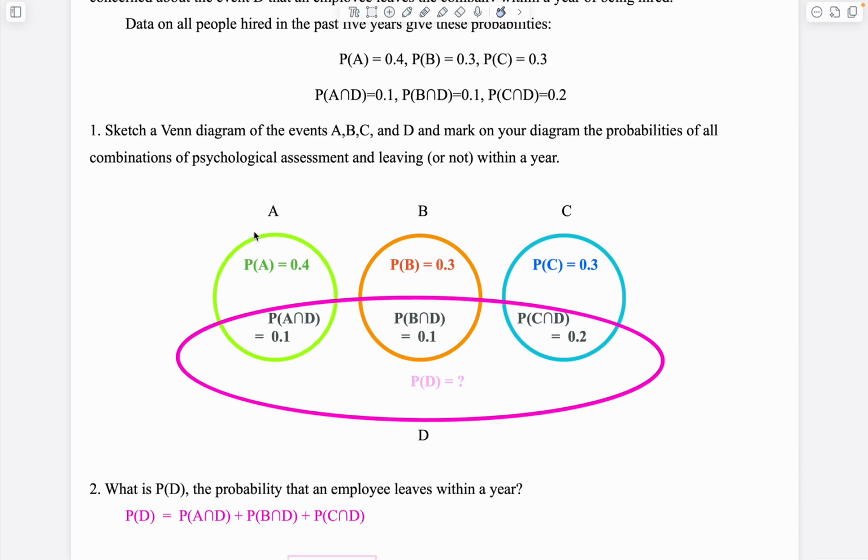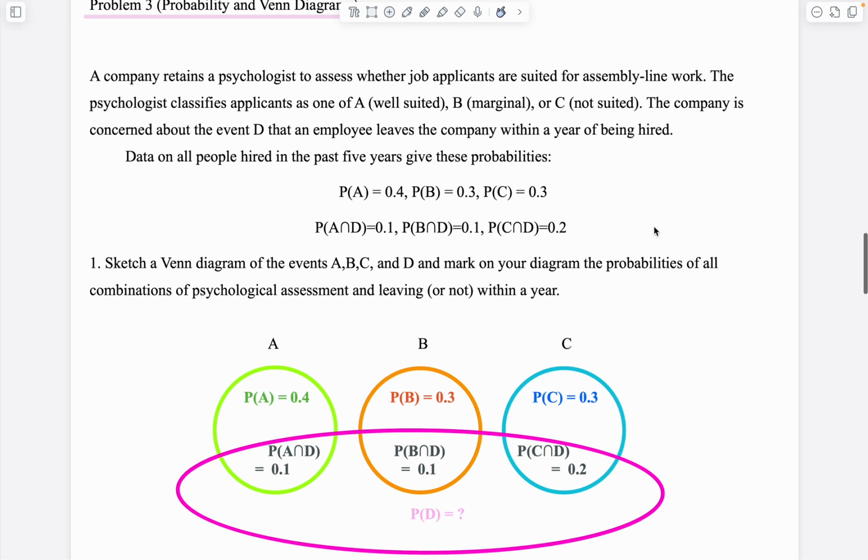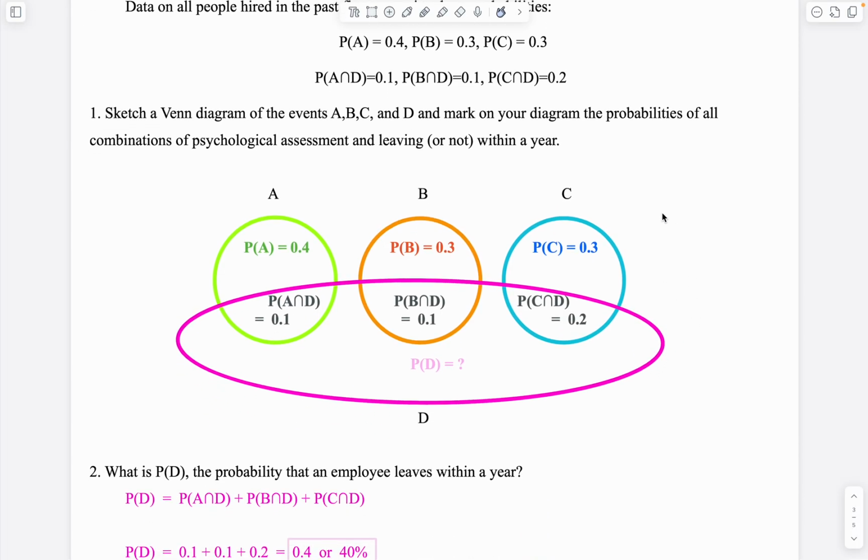So, events A, B, and C are independent of each other. They are not joined together. So, drawing those, if they would have been looped like that, that would not be a correct representation of these, because if an applicant is well suited, they can't be not suited, if that makes sense. So D has a factor in all of these, or I guess all of these have a factor in D, because D is asking how many of each group will leave within a year or not.